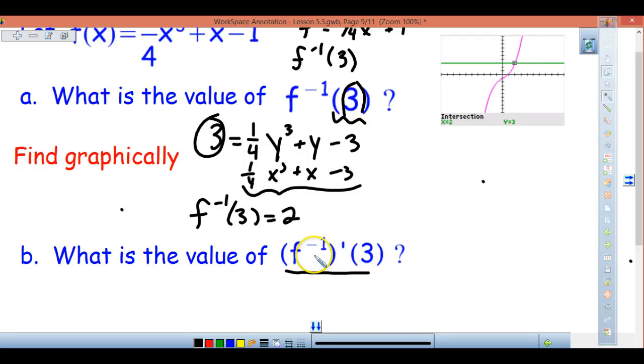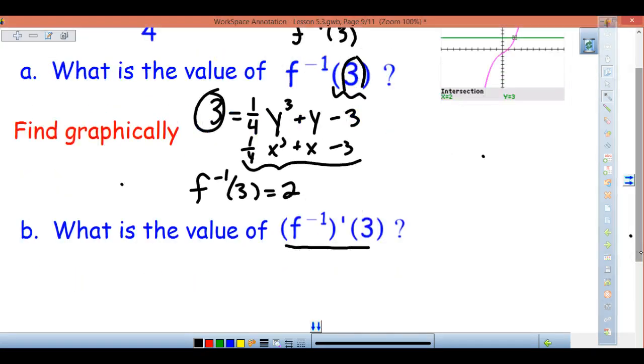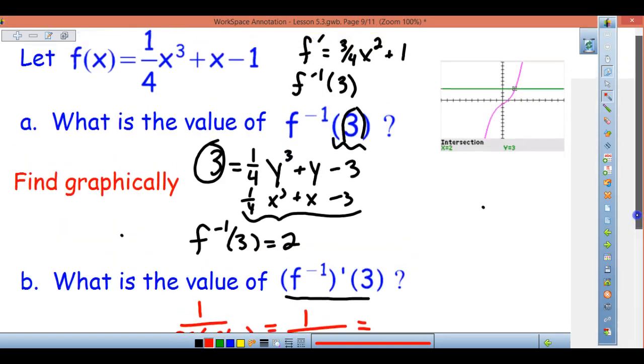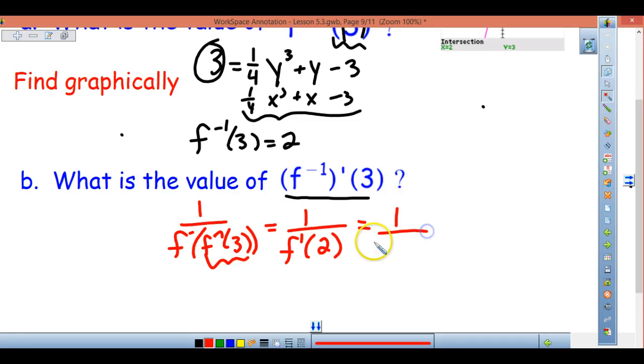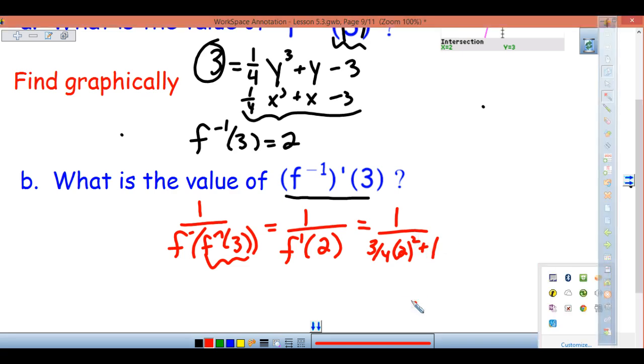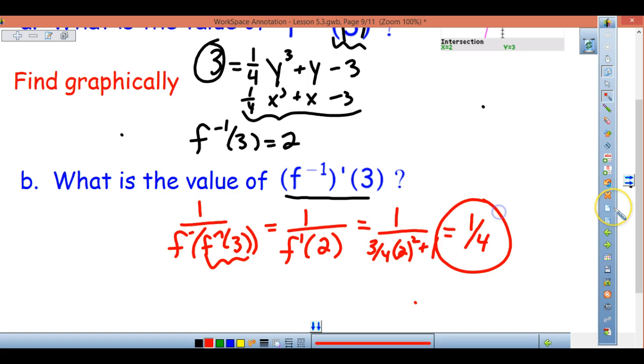So if I want to find the derivative of the inverse at 3, that's going to be 1 over f prime of f inverse of 3. So 1 over f prime of 2, because we said that this was equal to 2. Okay, so the derivative, we said that that was 3/4 x squared plus 1. So 1 over 3/4 times 2 squared plus 1. So that ends up simplifying out to be 1/4.